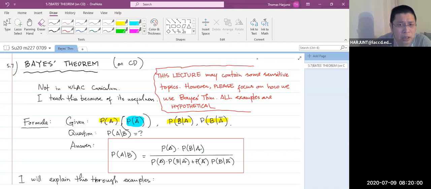All examples here are hypothetical. I try not to use an example that is sensitive, but at the same time, you will see that Bayes theorem is used in making decisions in sensitive cases. Okay, now let's come back here.